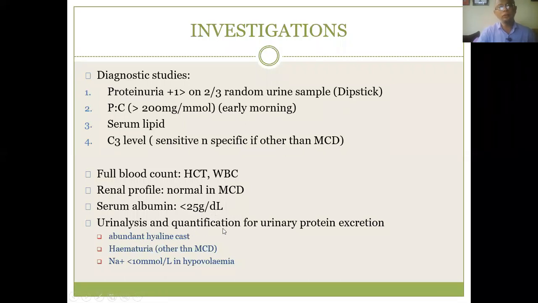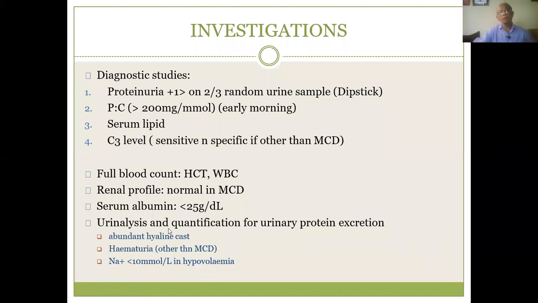Urine analysis and quantification of urine protein excretion. There may be abundant hyaline cast; hematuria is seen in other than minimal change disease. And urine sodium is less than 10 millimole per liter in hypervolemia.